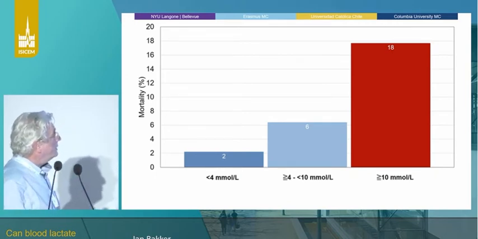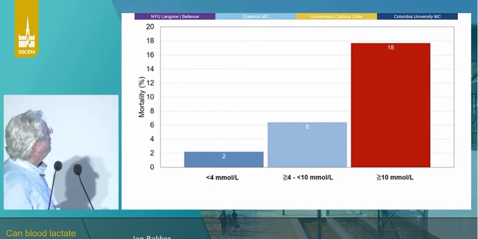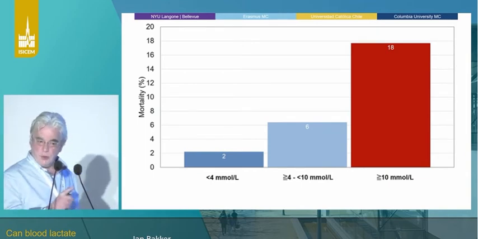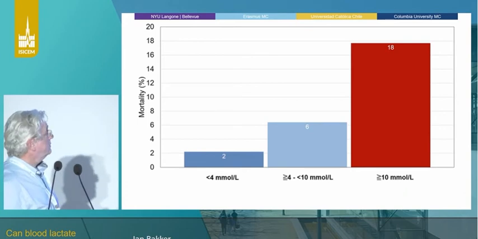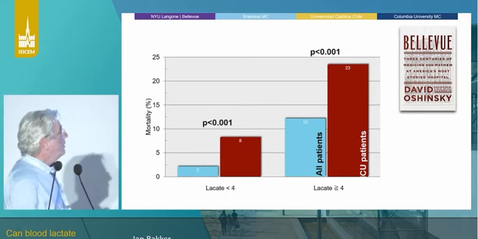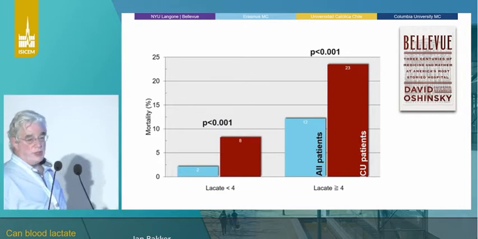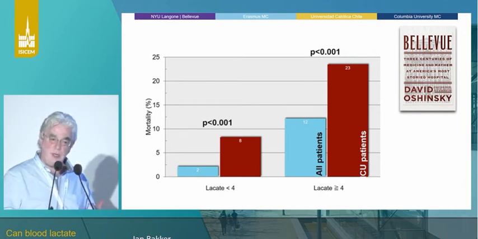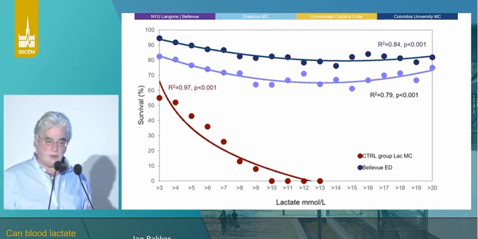The mortality of a lactate more than 10 when you came into the emergency room of Bellevue Hospital was 18%. Remember the control group in the lactate study, the mortality above 10 was 100%. That's context. Now you could say, okay, that's emergency room. What about ICU patients? Well, the ICU patients still had a higher mortality if lactate was more than 4, but still it's only 23%. And if you then make the same graph that I made in the beginning, you see the huge difference when you change the context of your lactate measurement.